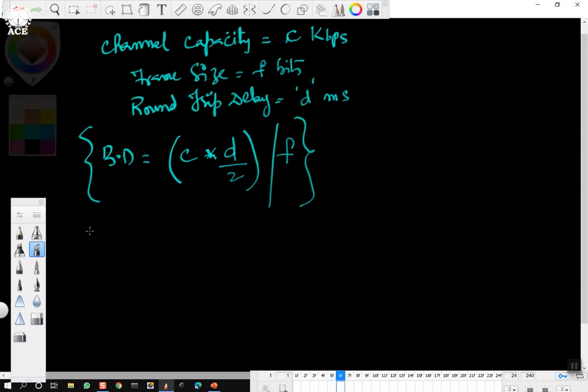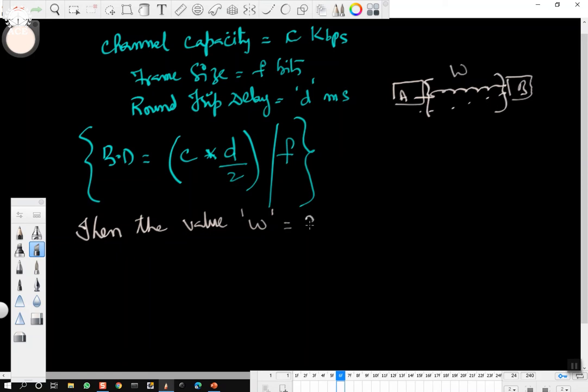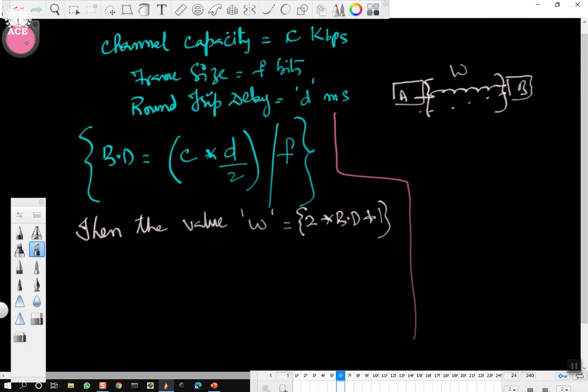Okay. Then what is W? The maximum number of frames that can fit in the pipeline. This is host A, this is host B, this is the channel. So before I get the acknowledgement, the maximum number of frames that I can fit is W, which is given by 2 into BD, bandwidth delay product, plus 1. Like for the previous problem, if you take the values, I will draw the line here and show you.